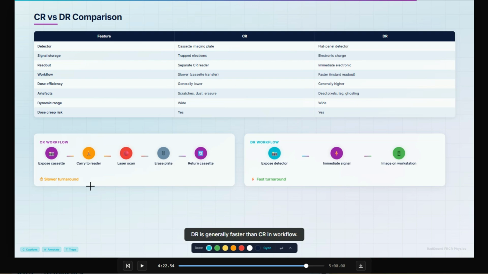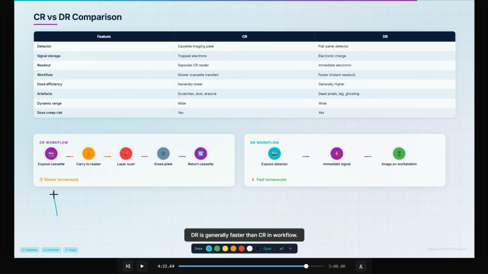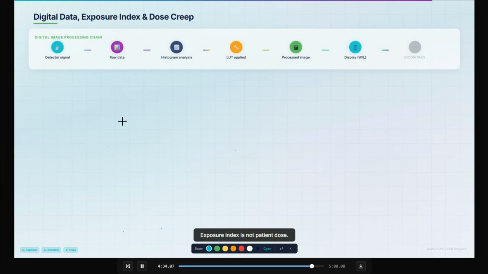Let me mention something important regarding the indirect DR. In indirect DR, we're using a scintillator, which is cesium iodide doped with thallium. It's important to differentiate it from cesium iodide doped with sodium. The cesium iodide doped with sodium we use in the gamma camera, whereas the cesium iodide doped with thallium we use as a needle-like structure in the indirect conversion.